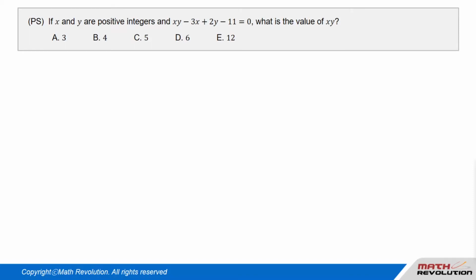Question. If x and y are positive integers, and xy - 3x + 2y - 11 = 0, what is the value of xy?